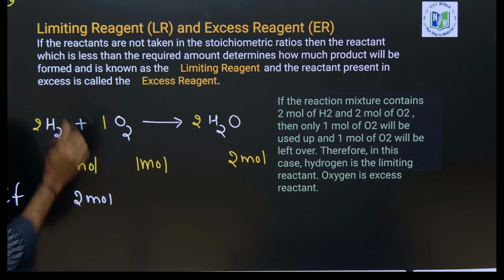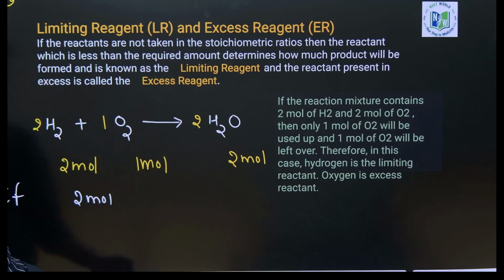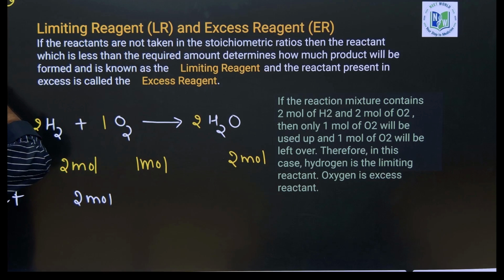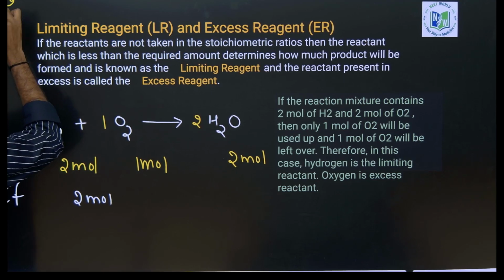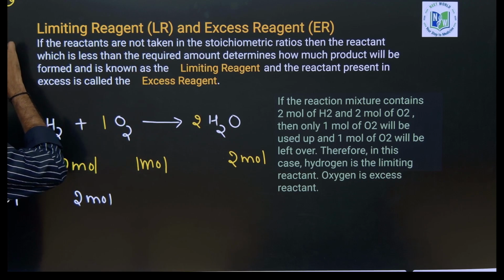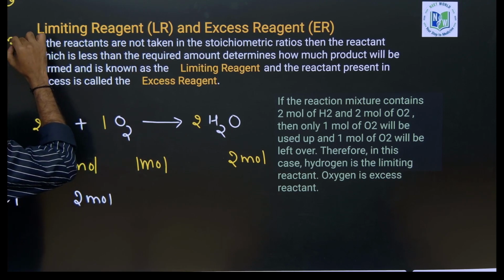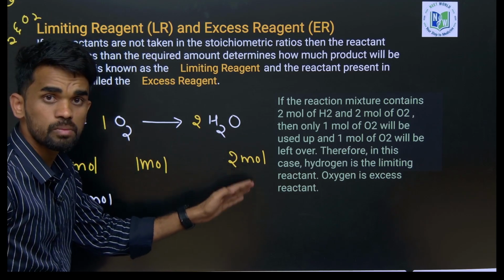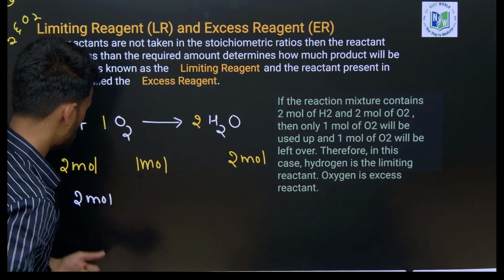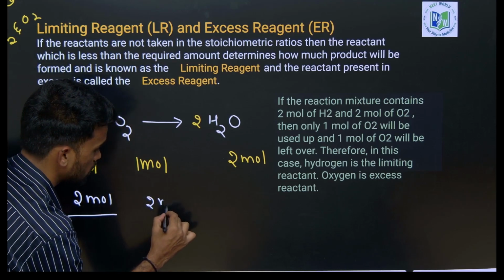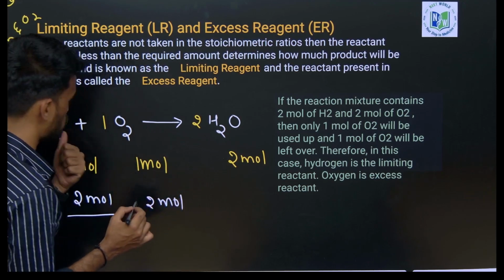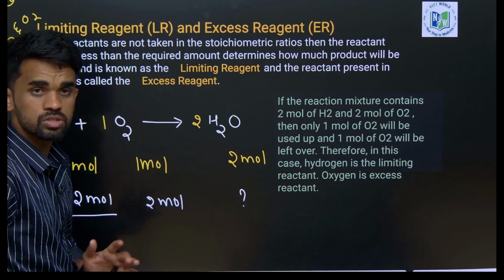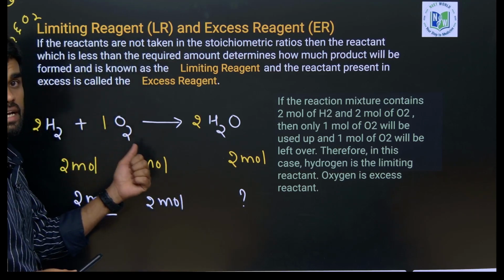If in a reaction, let us consider, 2 moles of each H2 and O2 is given. Then they are asking how many moles of H2O is formed. So in the given reaction, they have provided 2 moles of each A and B, like H2 and O2, and they are asking what is the number of moles of H2O produced. Okay, and also identify the limiting and excess reagent.